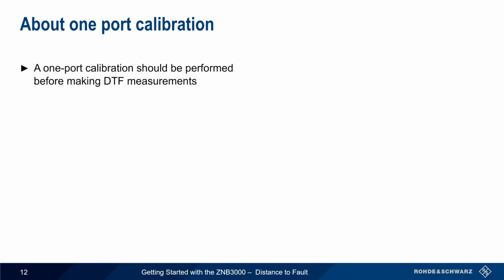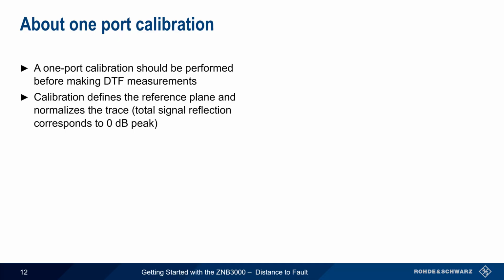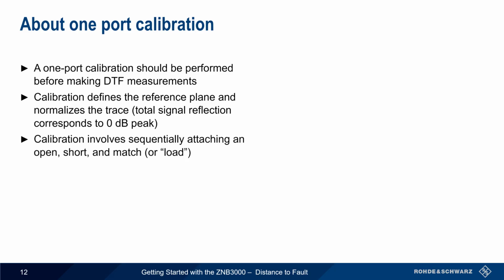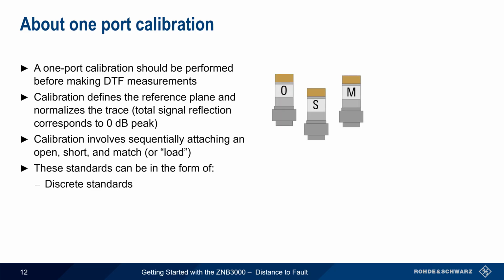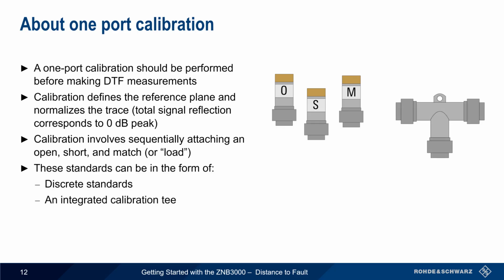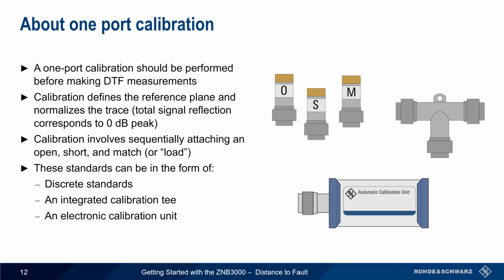The next step in DTF measurements is to perform a one-port calibration. Calibration defines the so-called reference plane and normalizes the trace. The calibration process involves sequentially attaching an open, a short, and a match or load to the location where the cable under test will be connected. These standards can be in the form of discrete standards, or they may be combined into a calibration T. In addition to these manually attached standards, electronic calibration units can also be used. These units switch their internal standards in and out automatically and are controlled by the ZNB3000.